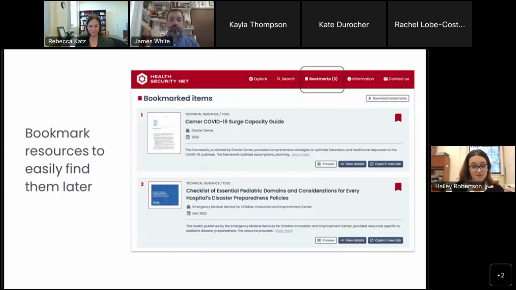And personally, one of my favorite features, you can use the Download Bookmarks button in the top right corner of the page to download a spreadsheet with all of the information about bookmarked resources. This makes doing literature review and sharing items with broader teams and collaborating with other colleagues very easy and makes it easy to tailor the HSN library to the specific needs of your organization and team and save time spent doing that compilation work with this tool.